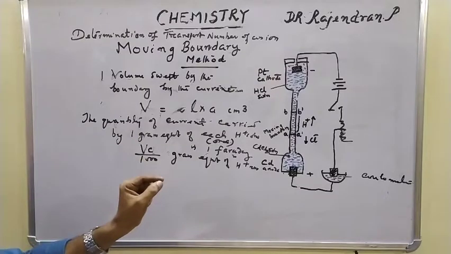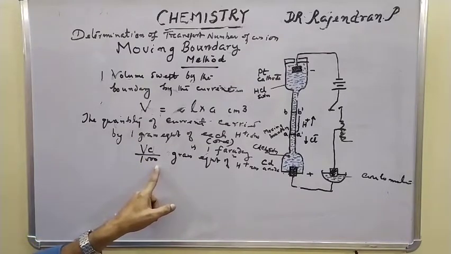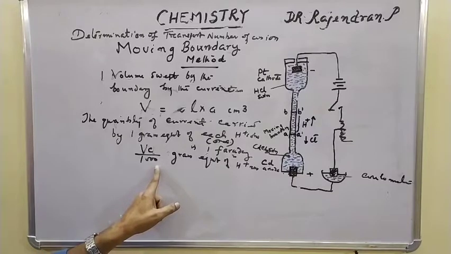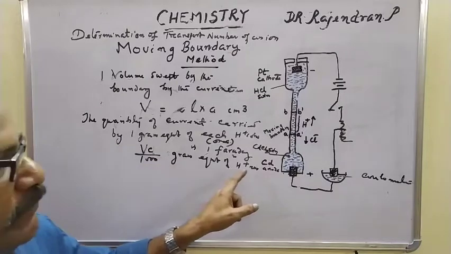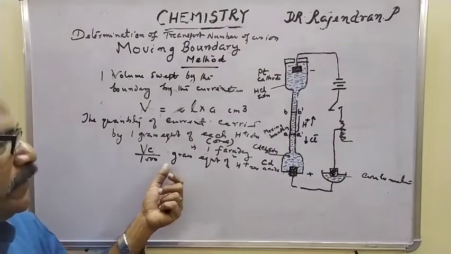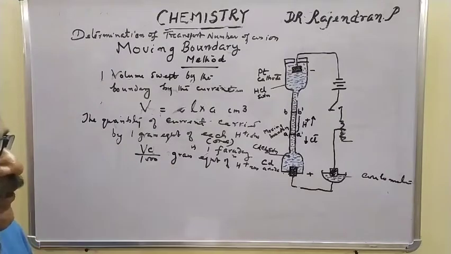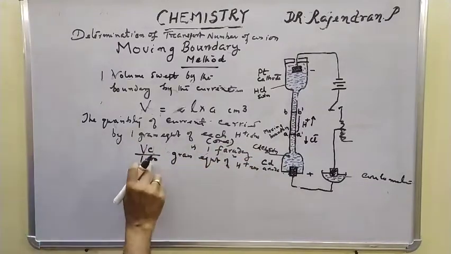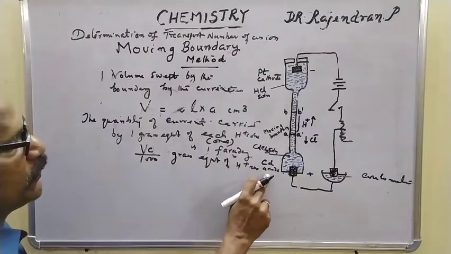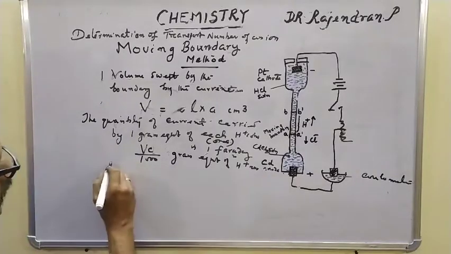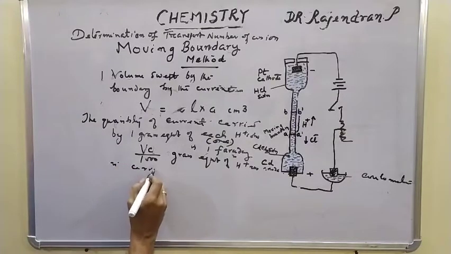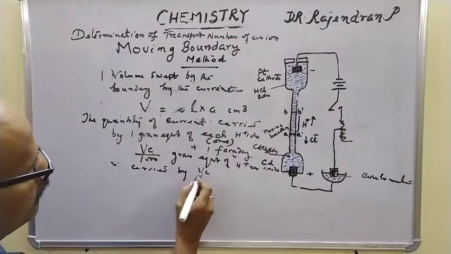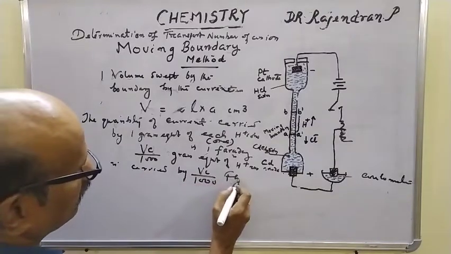Therefore, the number of gram equivalents present in V cc of the solution is V by 1000 into C, that is VC by 1000 gram equivalent. This much gram equivalent of H plus ion is carried by, you know that 1 gram equivalent of H plus ion carries 1 Faraday. Therefore, Vc by 1000 gram equivalent of H plus ion is carried by Vc by 1000 Faraday of current.